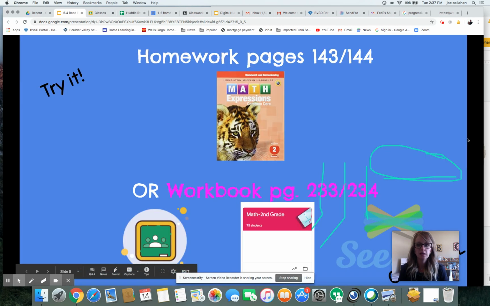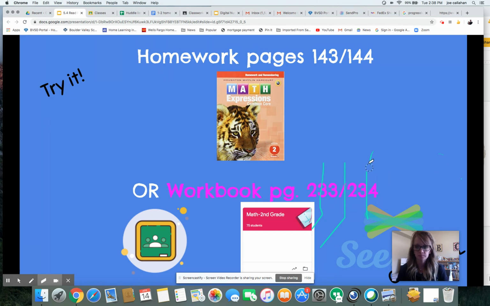Okay, so in today's work, you are going to be solving and working on problems just like that. So you're going to be looking at survey data, turning it into a pictograph like we talked about yesterday. You are going to be answering questions using that survey data. Now remember, there are 2 places where you can find practice pages to practice this skill.